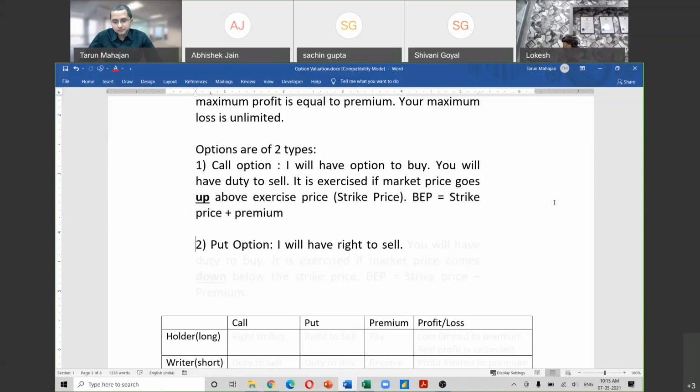Now put option. In a put option, I have the right to sell.